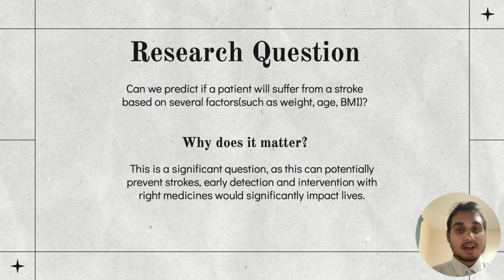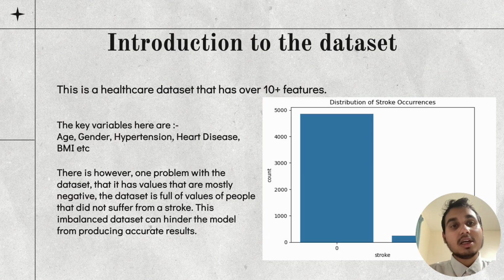Now, let's move on to the introduction of the dataset. The dataset is a healthcare dataset. I've downloaded it from Kaggle. It has several factors: hypertension, heart disease, body mass index, whether the person has a sedentary lifestyle or not. All these factors are present in the dataset, as well as a column which says whether the person has actually suffered a stroke or not. The column contains binary values 0 or 1. 0 stands for the person did not have a stroke, 1 stands for the person has had a stroke.